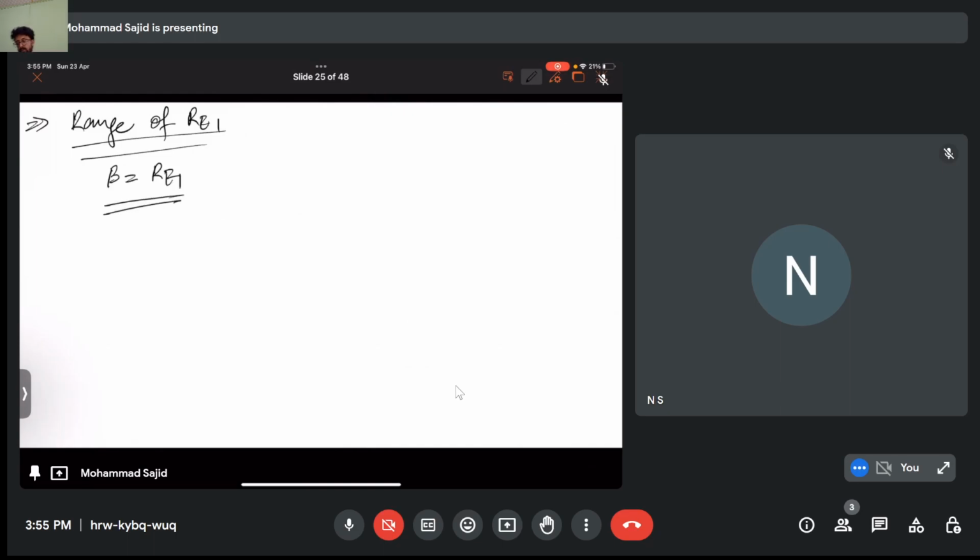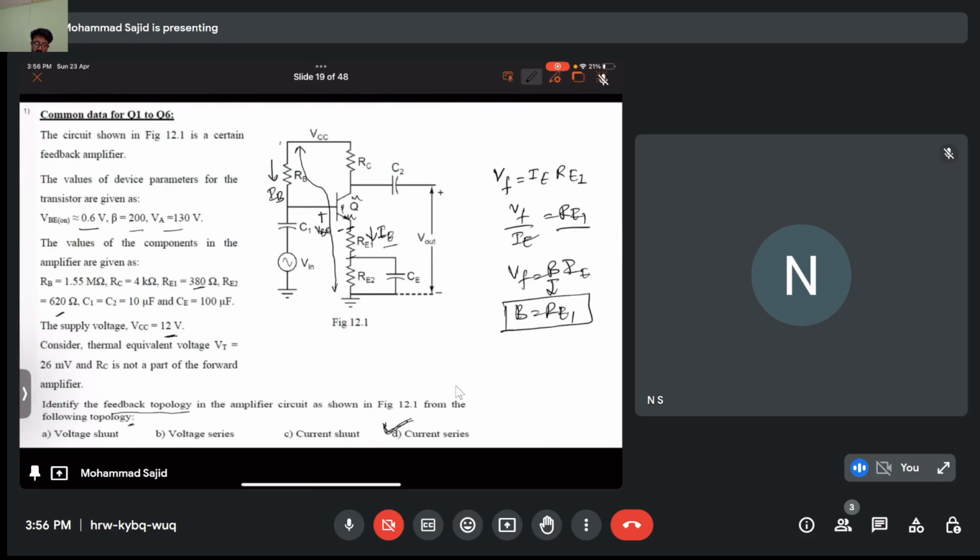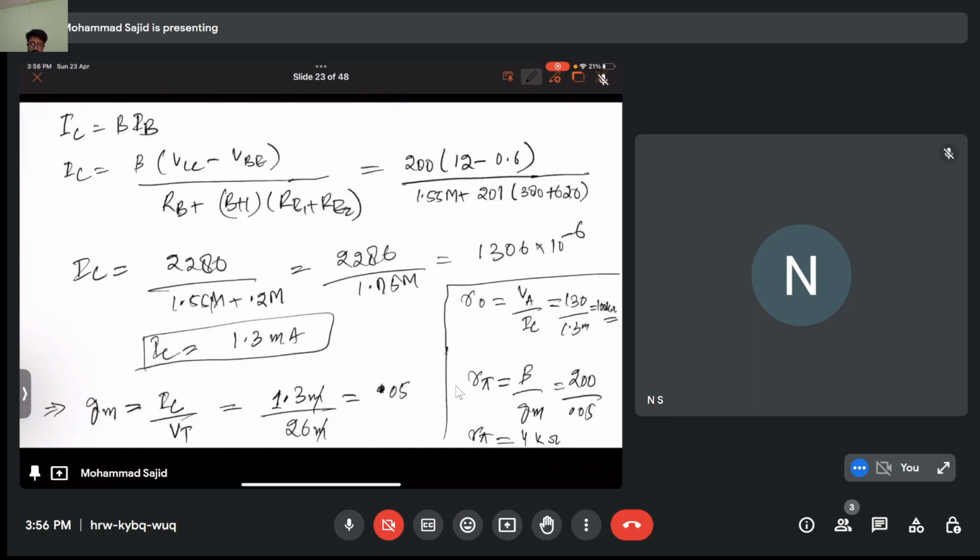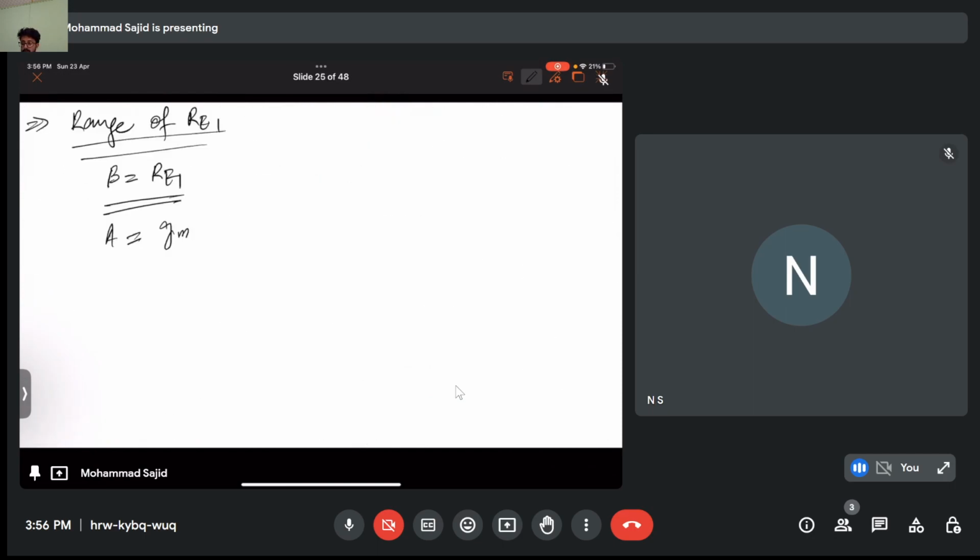Your beta is RE1, correct? And your intrinsic transistor gain A is simply GM, right? That is the transistor gain. If we make the small signal analysis, this is GM VBE. So A is GM. And further, next is your R naught.